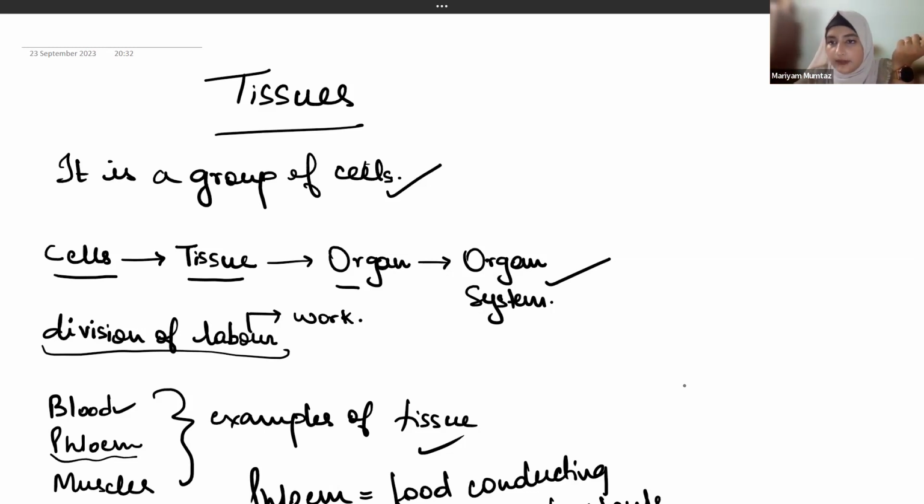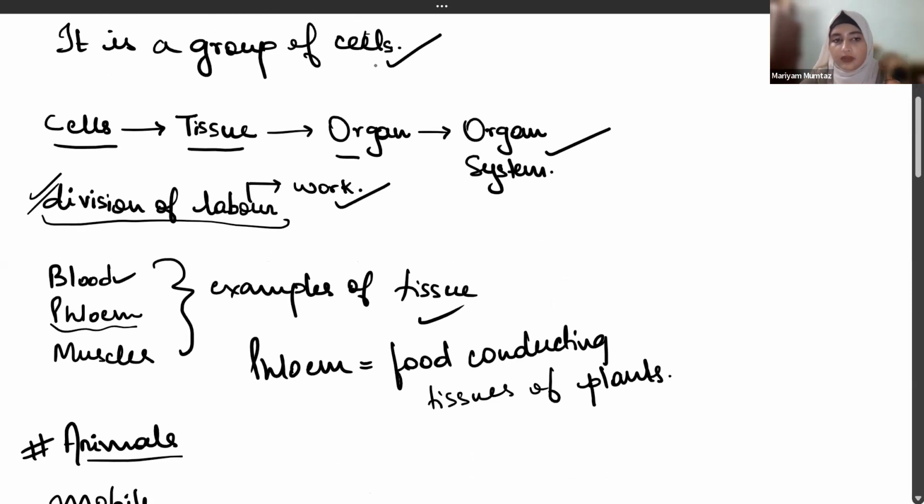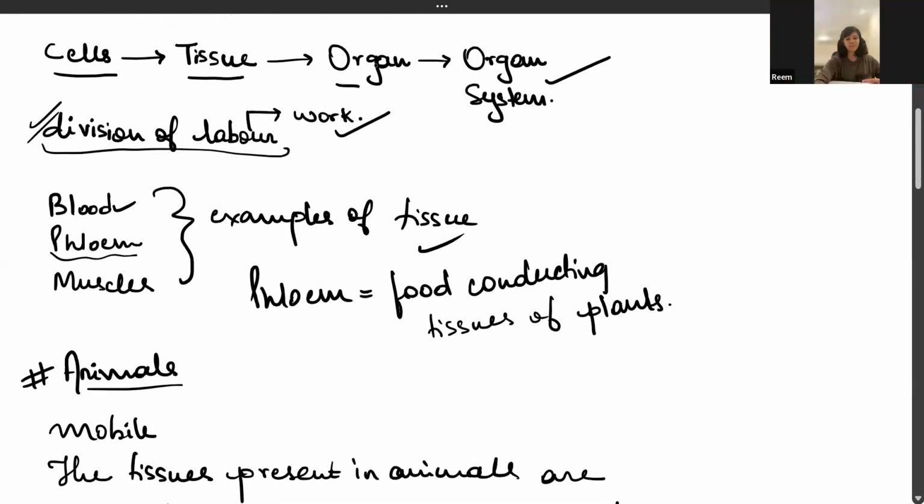Labor means work. Okay. The same thing happens with the cells. When the tissues are formed, there is a clear-cut division of labor. It means that the work is divided. Some cells will perform this particular work and the other cells would perform the other work. Clear? So when tissues are formed, there is a division of labor. Division of labor means division of work. Is it clear?